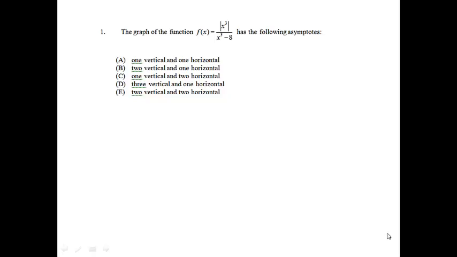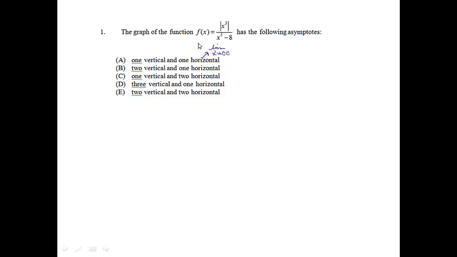Problem 1. The graph of the function f of x equals absolute value of x cubed over x cubed minus 8 has the following asymptotes. When I look at the problem, I notice that they're talking a lot about vertical and horizontal. And I know that vertical asymptotes will just occur where there's a non-removable discontinuity. And I know horizontal asymptotes are going to occur when I'm finding the limit as x approaches infinity.